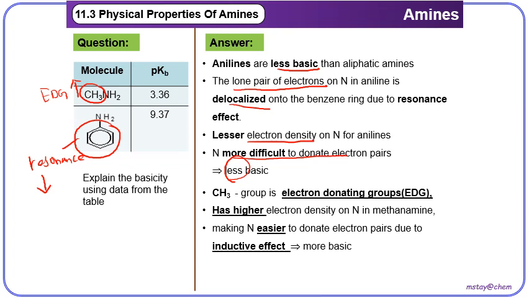That is if you explain from the angle of the aniline. Another way to look at it is the methyl group. If you mention the methyl group is the electron donating group, it will increase the electron density at nitrogen and make the nitrogen easier to donate the electron pair, and it will become more basic. Since for this pair you have two factors, it depends on you which one you're going to use in your explanation.